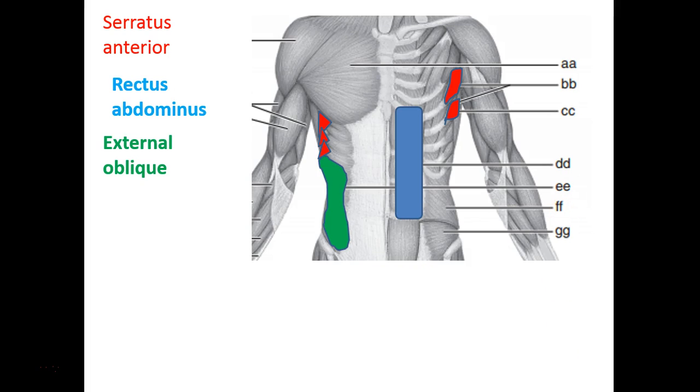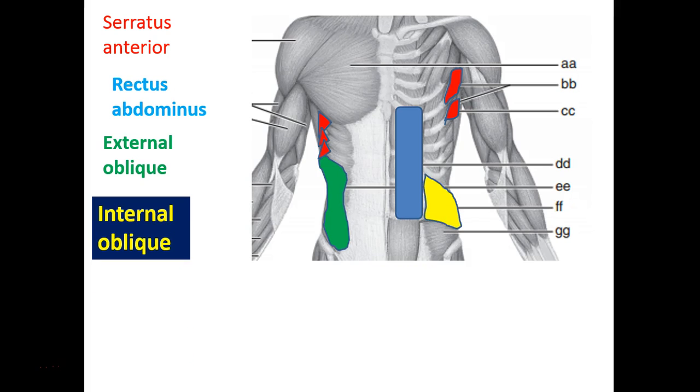FF is the internal oblique that I was talking about that was running in a different diagonal. On this left side of the body, they've actually taken off some of the superficial muscles so you could see the deep muscles more clearly. So if you can imagine that that green external oblique has been removed so that you can see that yellow internal oblique underneath. And on my sheet, internal oblique is number 14. I labeled it FF, and I did yellow X's on that internal oblique.